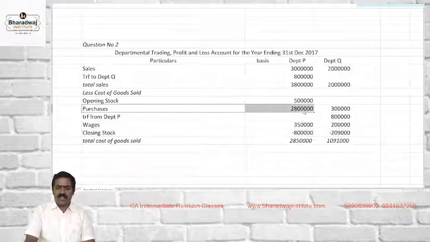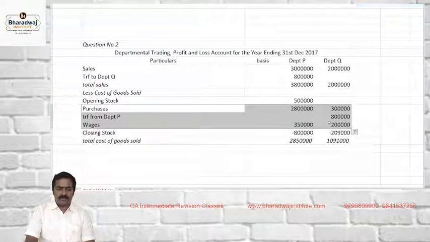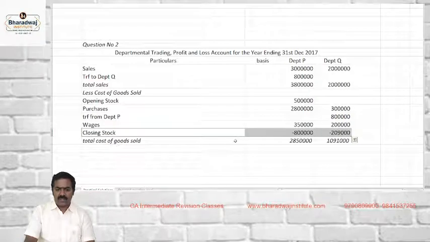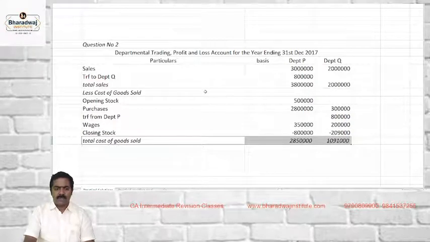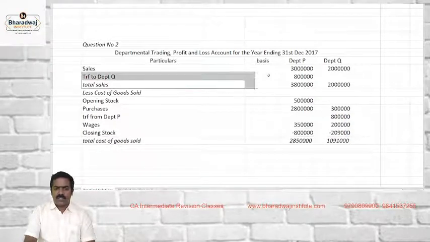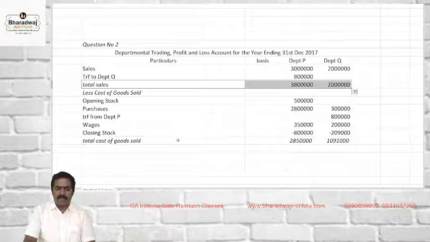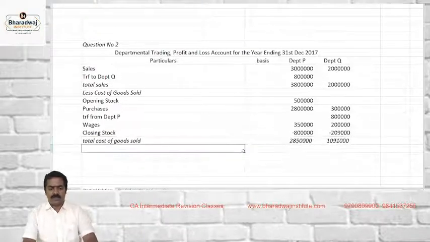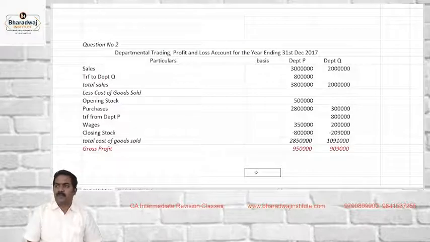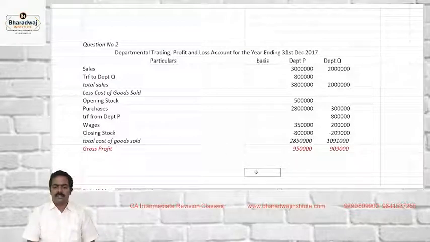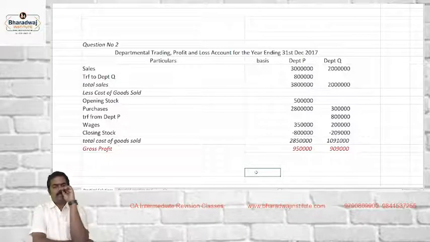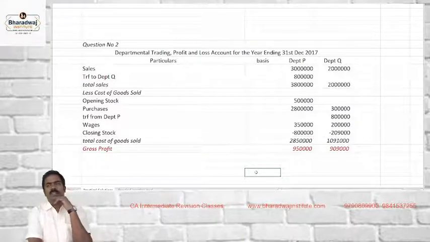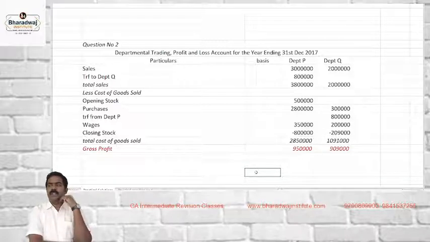Otherwise, all these things you will debit in the P&L account. Then you get cost of goods sold. Total sales minus cost of goods sold will give us gross profit. Otherwise, we have prepared by trading account method. Are you getting this 9,50,000 and 9,09,000? Wait, which department is transferring the stock? Department P is transferring the stock.